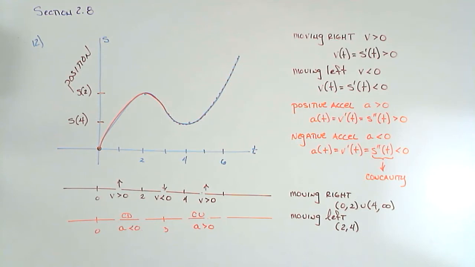For part B, it says, when does the particle have positive acceleration? When does it have negative acceleration? Well, we can see right here, negative acceleration, the interval from 0 to 3. Positive acceleration, the interval from 3 to infinity. And so that's how we work on problem 12.